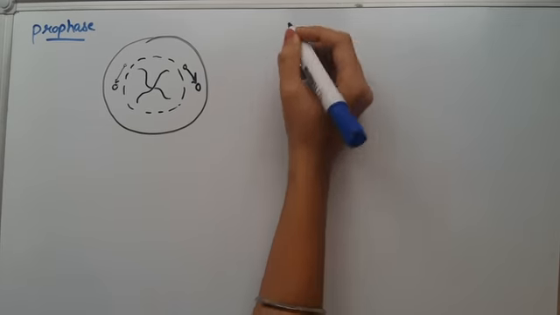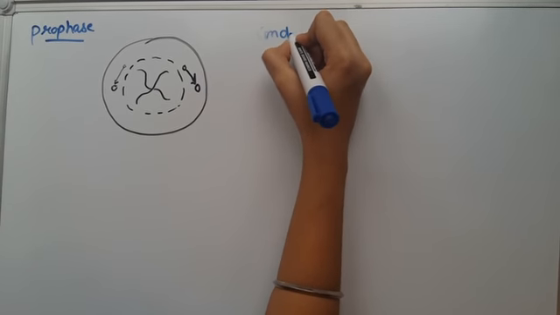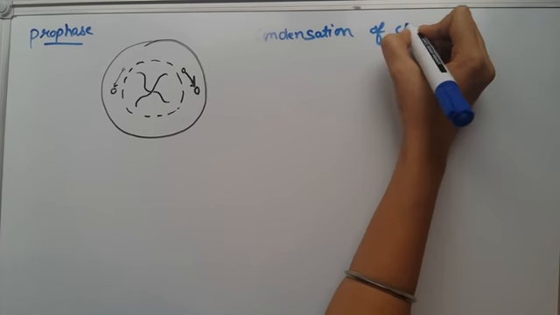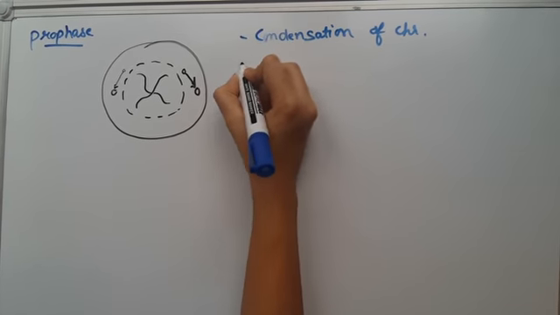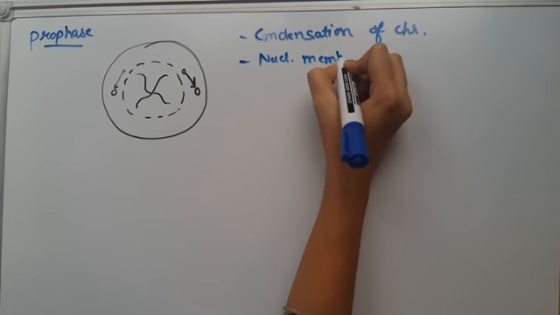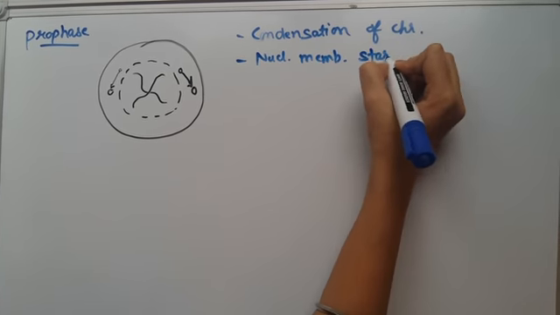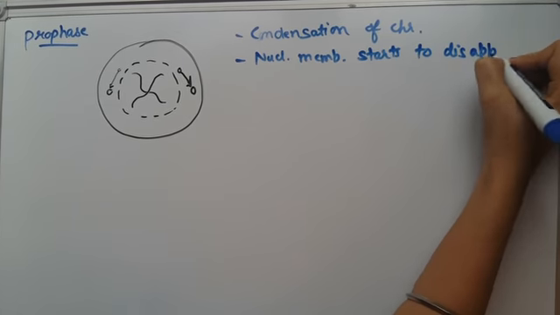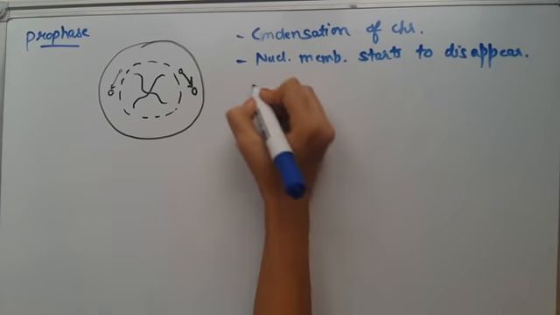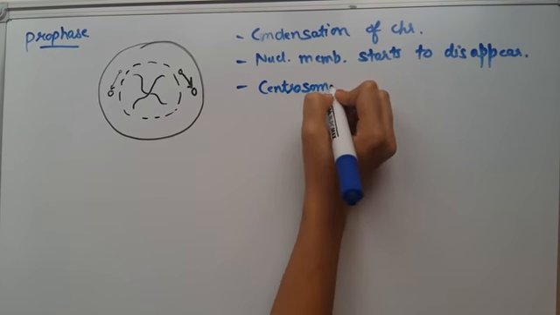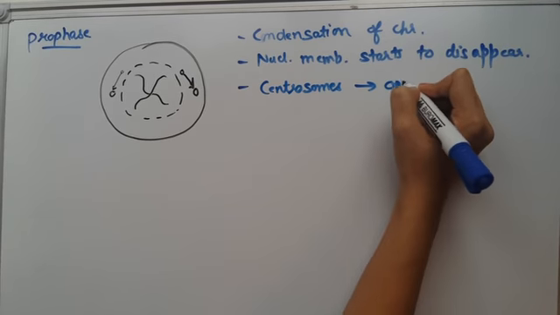So the general points are condensation of chromosomes, the nuclear membrane starts to disappear, and the centrosomes move to opposite poles.